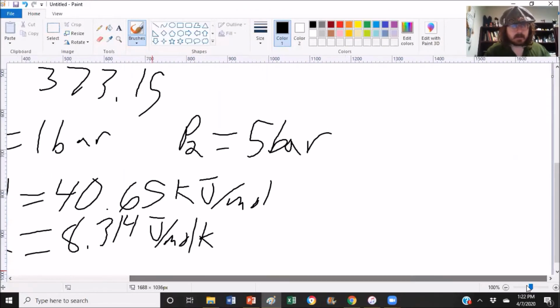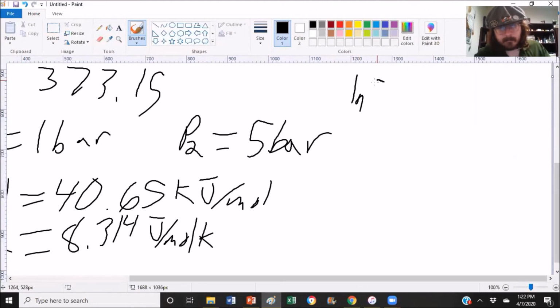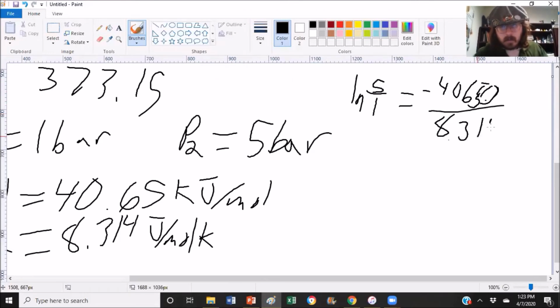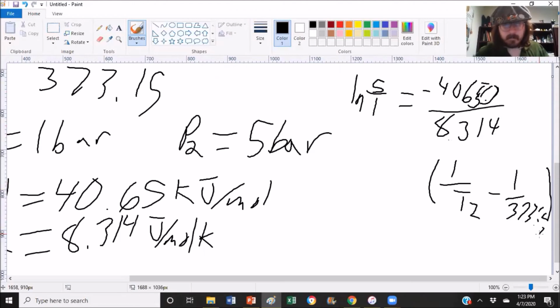With that in mind, watching the units, we have ln 5 over 1, bars cancels the bars. That's good. So we need to turn kilojoules into joules, 40,650 over 8.314 times 1 over T2 minus 1 over 373. Okay, so let's start. Natural log of 5. Has to be natural log, mind you. It's 1.609. We multiply by our R, divide by our negative H. We get H.